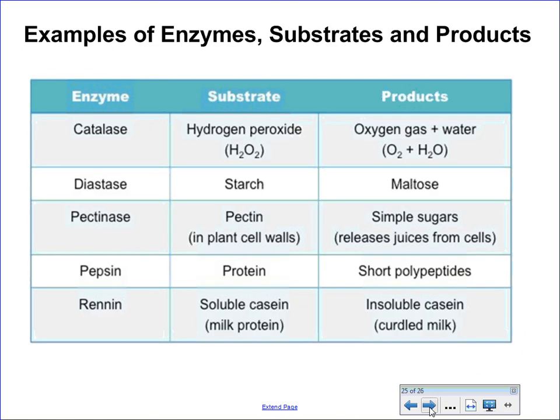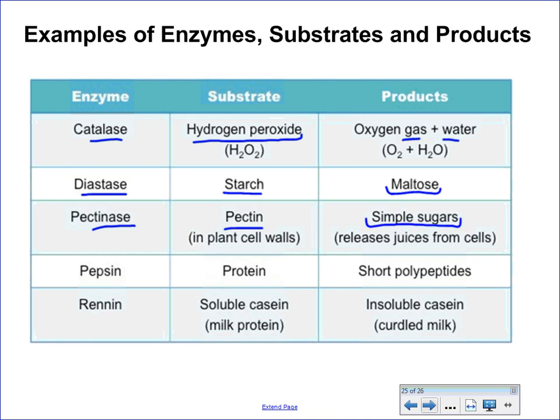So the following chart just contains examples of enzymes, substrates, and products. So we have catalase, which decomposes hydrogen peroxide into oxygen gas and water. There's the enzyme diastase, which acts on starch and converts that starch into maltose. There's pectinase, which acts on pectin, which is found in plant cell walls, and will produce simple sugars, or break down that pectin into simple sugars.